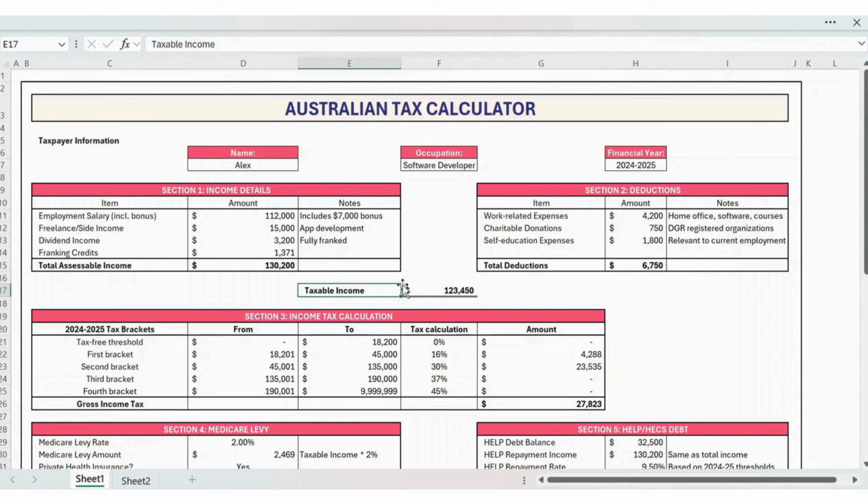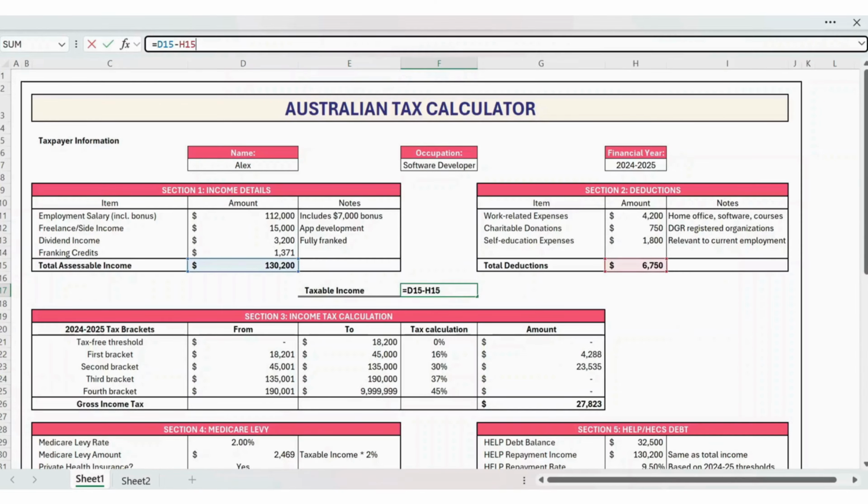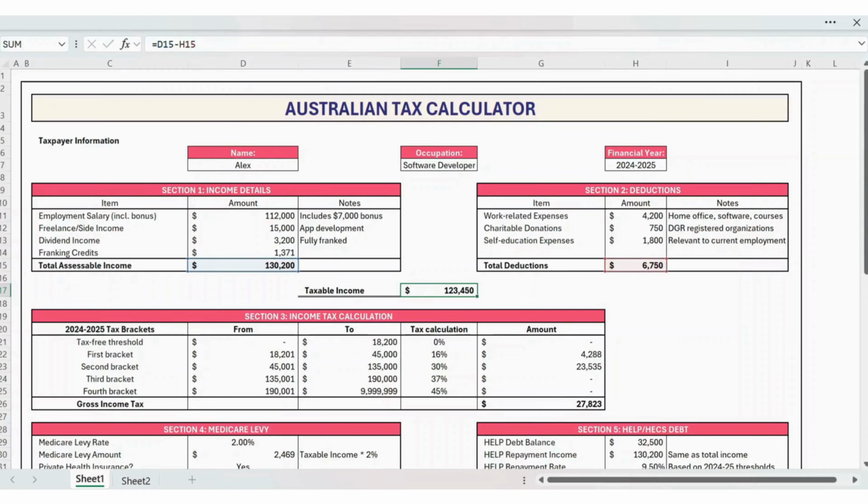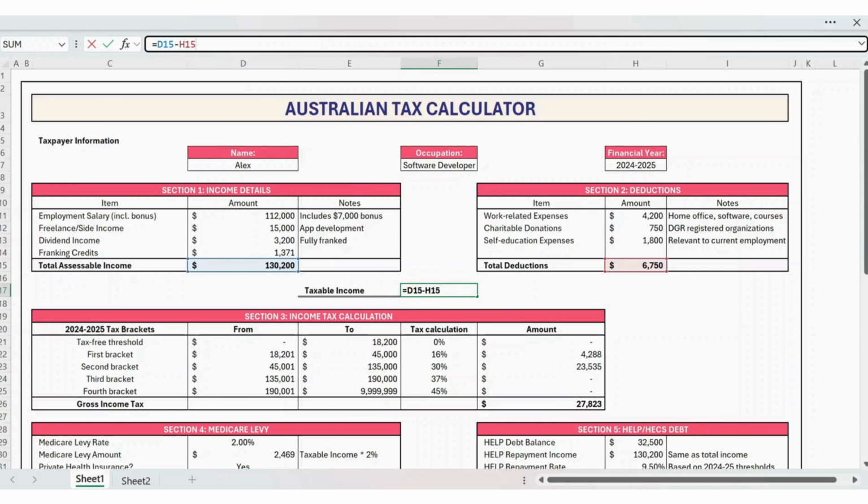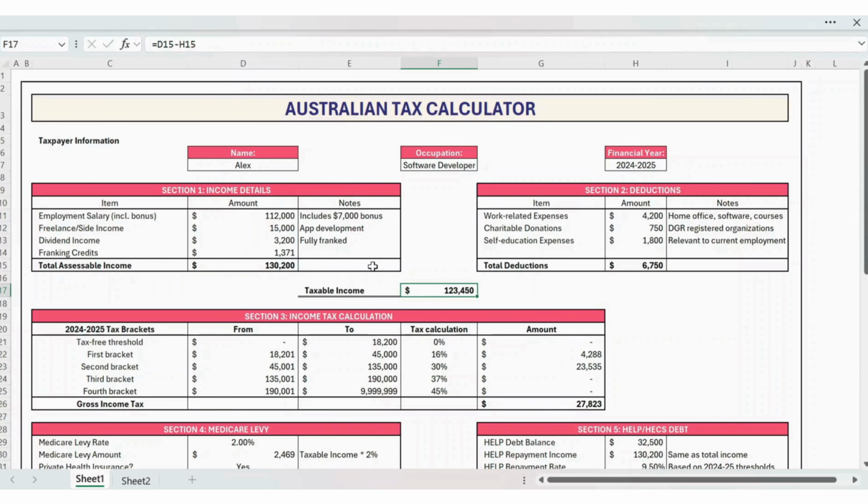The crucial number comes next, taxable income. It's total income minus total deductions. So $130,200 minus $6,750 equals $123,450. This is the figure the taxman actually cares about.